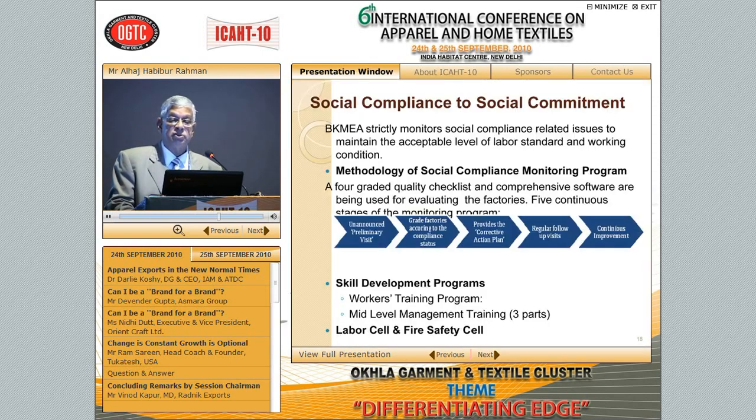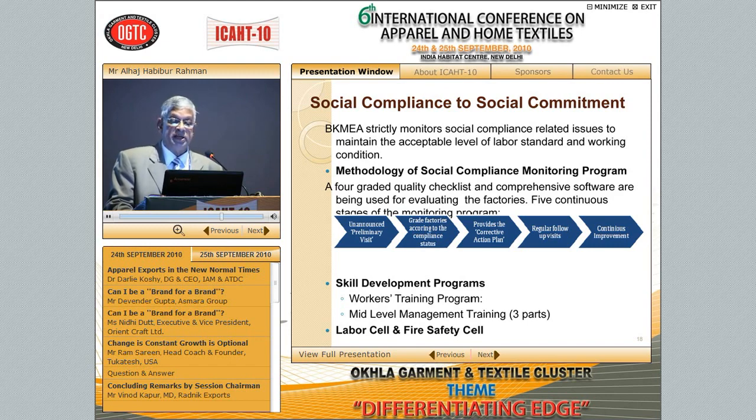Social compliance to social commitment. BKMEA strictly monitors social compliance related issues to maintain an acceptable level of labor standard and working condition. Methodology of social compliance monitoring program. How we work in social compliance.